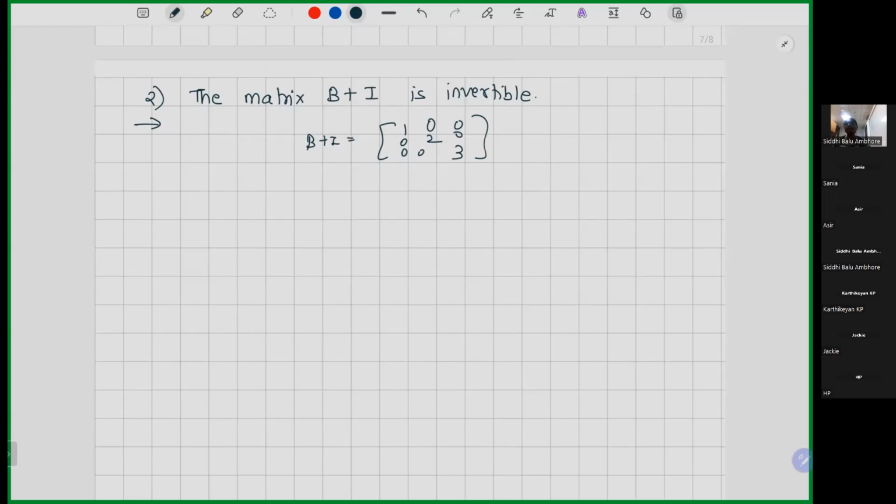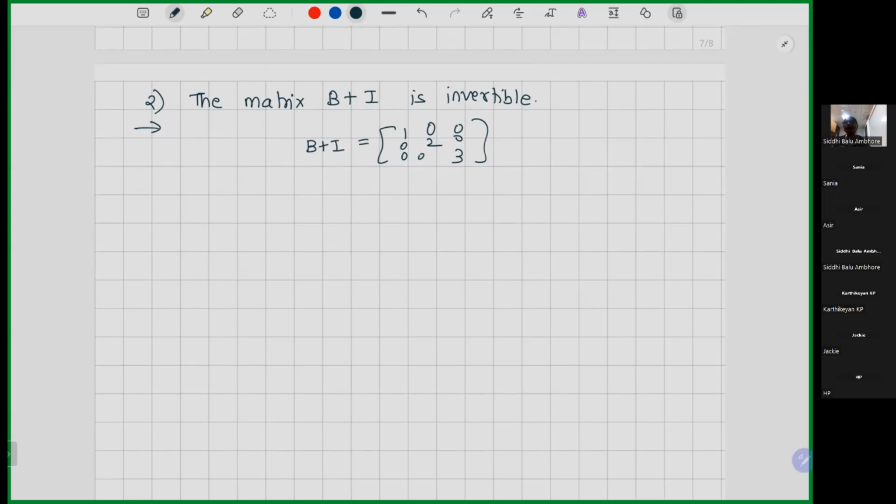Yeah, it is okay, ma'am. It is invertible, but we need to prove this. Because we have the eigenvalues, the matrix B plus I has three non-zero eigenvalues.